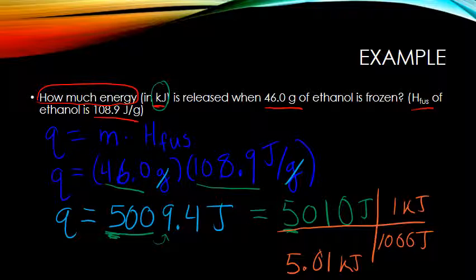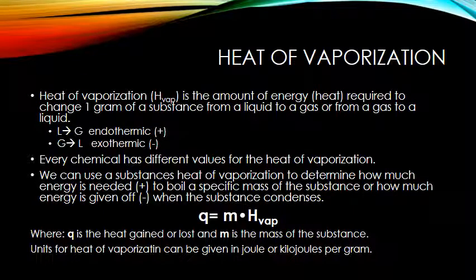One last thing we do want to check for is, does it need to be positive or negative? So we are freezing this, and the energy is being released. So those are two clues for us. So the energy is going out, meaning it's a negative value. It's exothermic. So we want to make sure our Q, our answer, is negative. So Q equals negative 5.01 kilojoules.